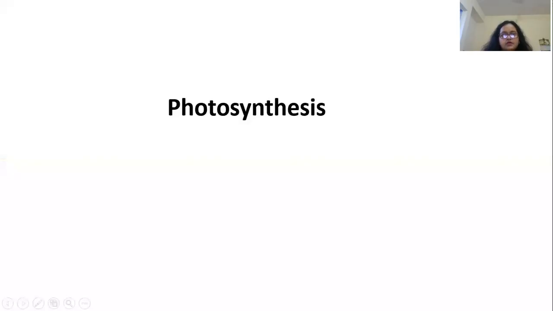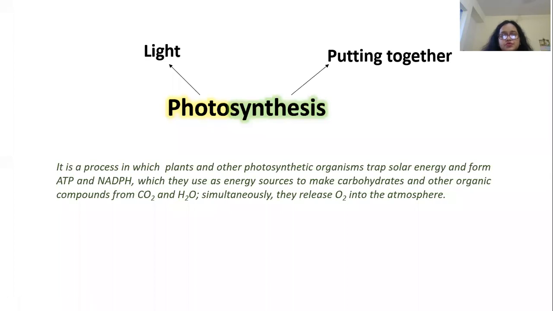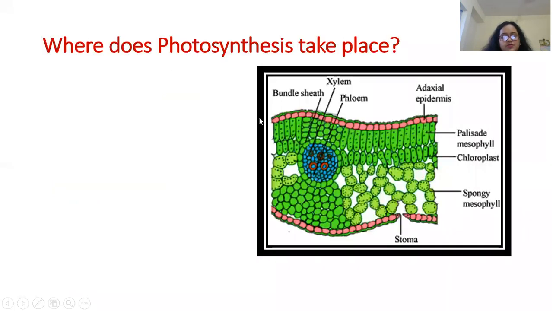Okay, so now first we will understand the meaning of the term photosynthesis. Photo and synthesis. Photo means light and synthesis means putting together. So photosynthesis is a process which is used by plants and other photosynthetic organisms which trap solar energy and form energy-rich compounds such as ATP and NADPH, and they use these energy-rich compounds for making carbohydrates using raw materials from CO2 and water. Simultaneously in this process they release oxygen into the atmosphere.